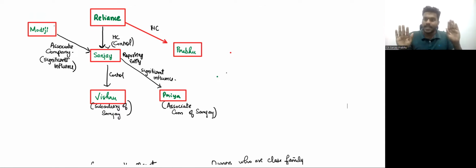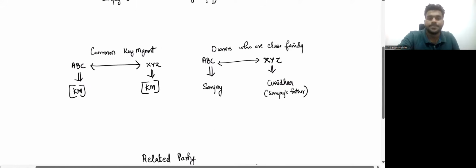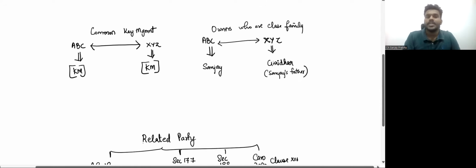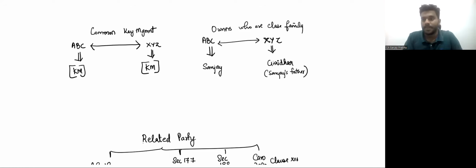Two companies are there, Sanjay and Prabhu. The owners of both these companies are one and the same. In such situation, both Sanjay and Prabhu will become related parties. Agree to this common ownership? Next, common key management. There is a company called ABC and another company called XYZ. If the key management of both companies are the same people, then both companies will become related parties.